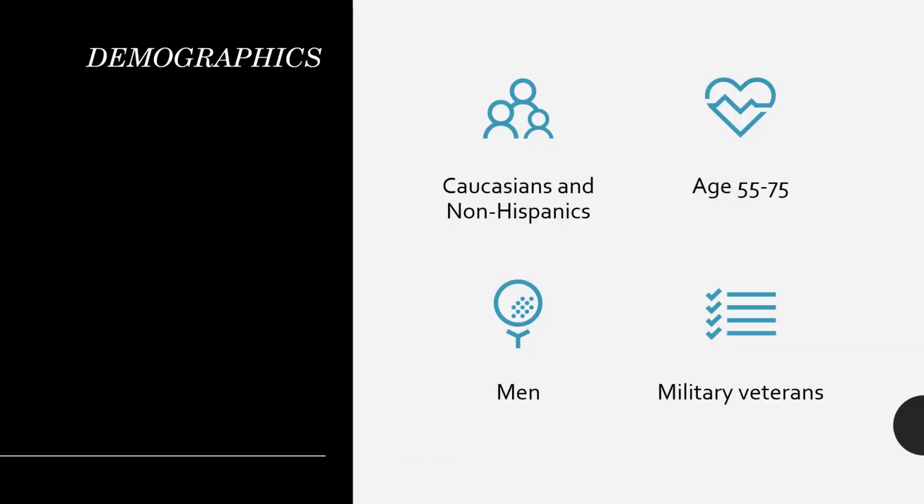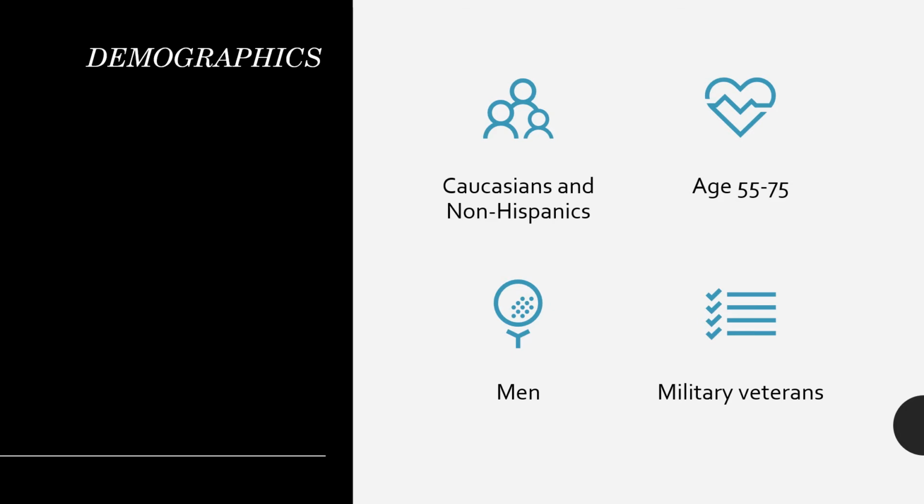The demographics with ALS is typically that Caucasians and non-Hispanics will develop ALS more than other demographic groups, and that individuals will develop ALS around the ages of 55 to 75. More men than women typically have ALS, and military veterans, unfortunately, are 2 times as likely than the general population to develop ALS.